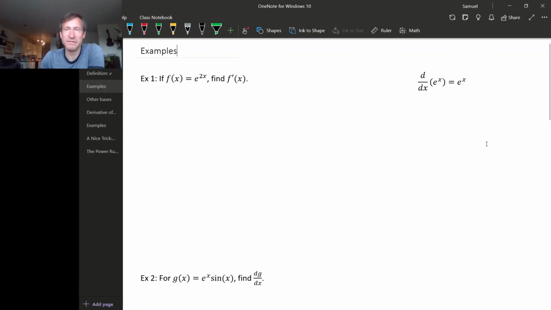Now that we know the derivative of e to the x, let's actually use this derivative in some examples. So to start with, let's say that f of x is e to the 2x, and let's just find the derivative of f. So we have to be a little careful here because this is actually a composition.